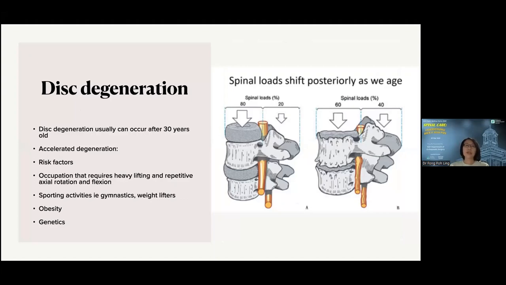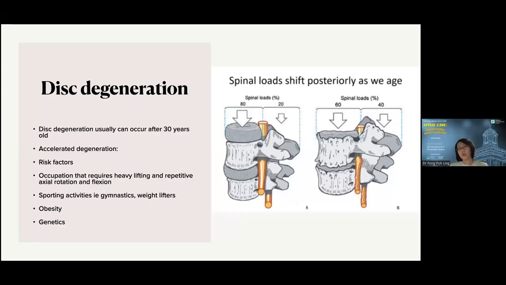This degeneration can occur after 30 years old. However, accelerated degeneration or wear and tear can occur in certain people with certain risk factors. Occupation that requires heavy lifting and repetitive rotation and flexion does result in faster degeneration compared to others. Activities like contact sports and sporting activities like gymnastics and weightlifting also can result in further and faster wear and tear.